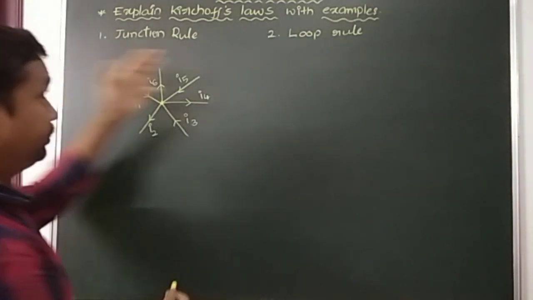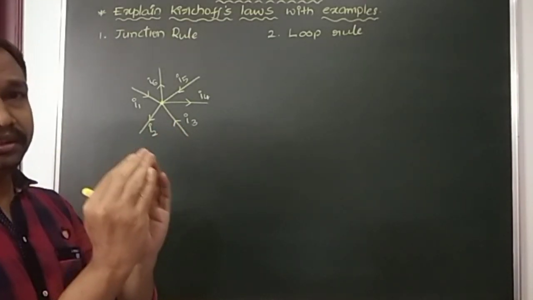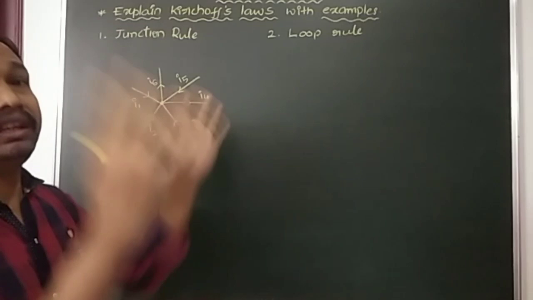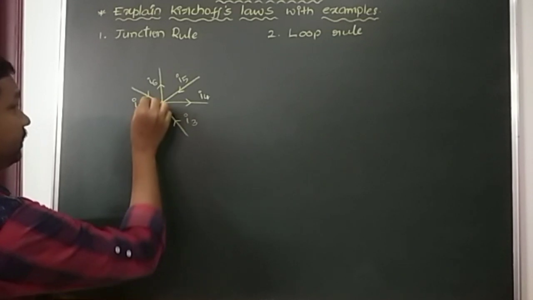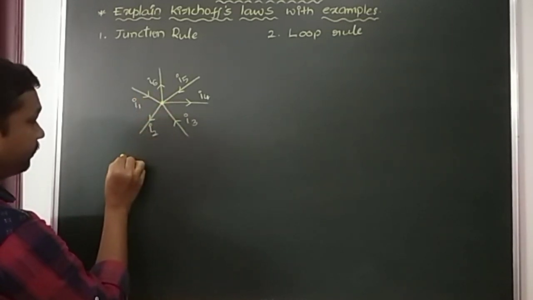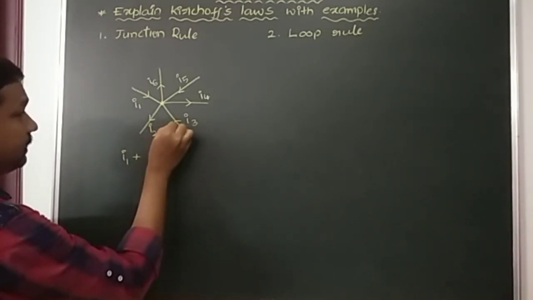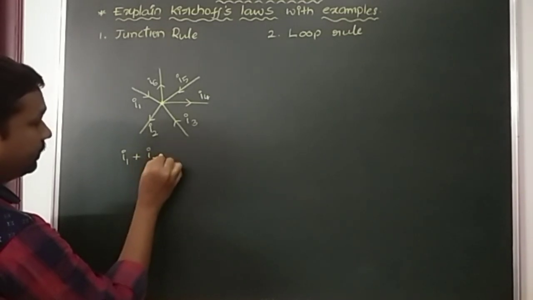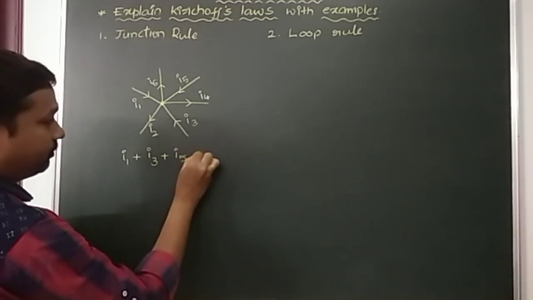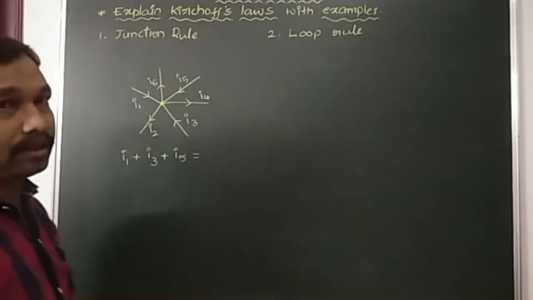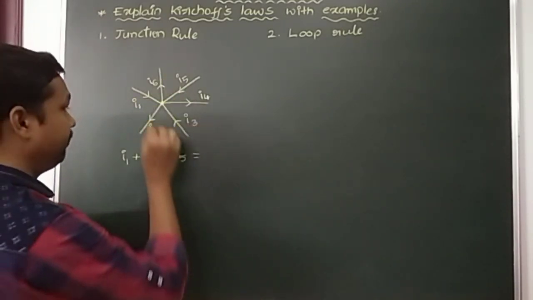Okay, according to junction rule, the sum of the currents coming toward the junction is equal to the sum of the currents leaving away from the junction. With this example you can conclude. Okay, here I1 is coming, sum of the currents I1 plus I3 plus I5. These are the amounts of currents which are coming. Total amount is equal to the amount of current which is leaving away.